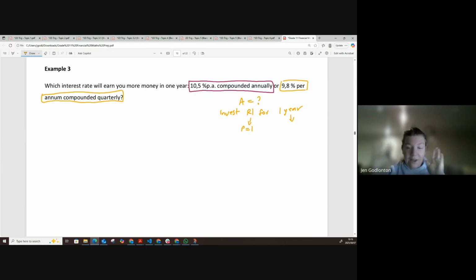So you need to work out two different A's here. You need to work out your A for this situation and then your A for this situation and see which one would give you more money. And the values are very, very close. So be very, very careful.